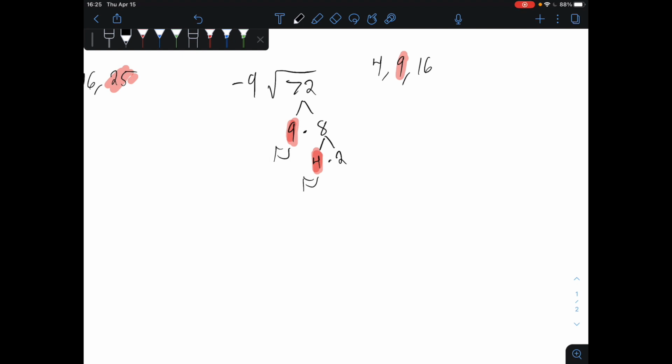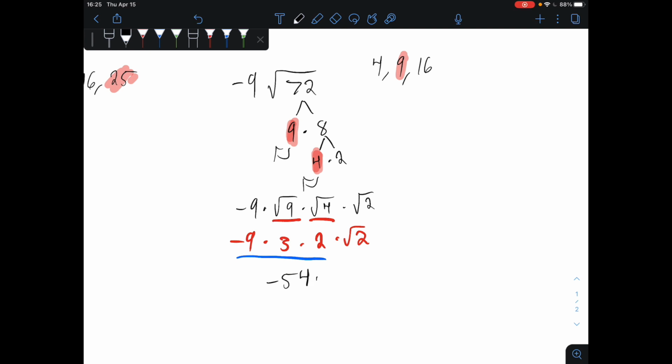When we bring those out from underneath the radical, actually let's rewrite it real fast. We have negative 9 times the square root of 9 times the square root of 2 times the square root of 2 times the square root of 4. Well, this can all simplify down. This simplifies down right here, and this as well. 3 times 2 times negative 9 times the square root of 2. And if we combine all these terms, we get 3 times 2 is 6 times negative 9 is negative 54 square root of 2.